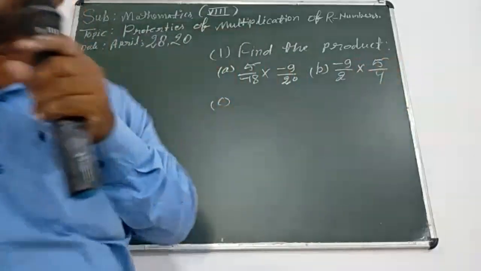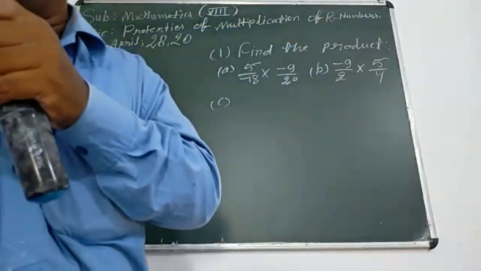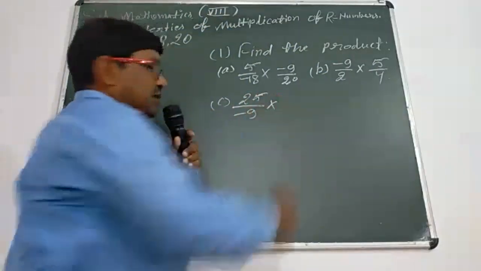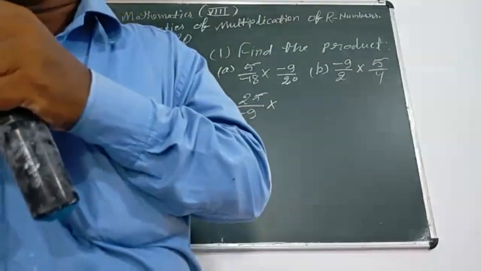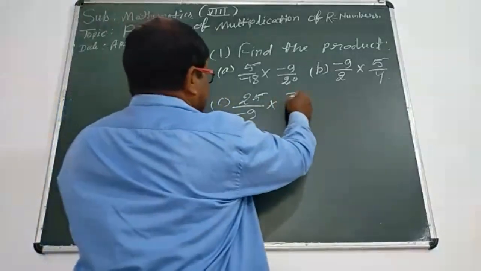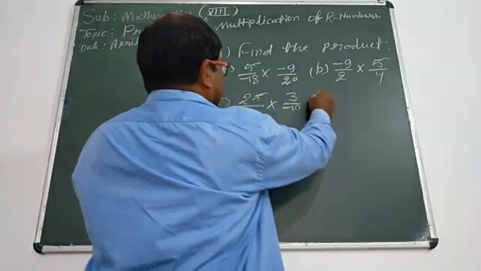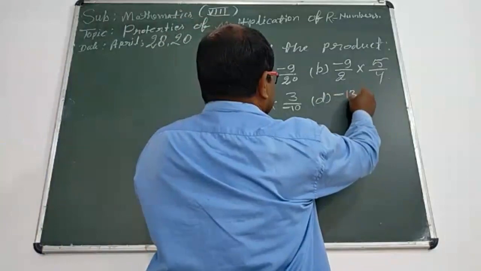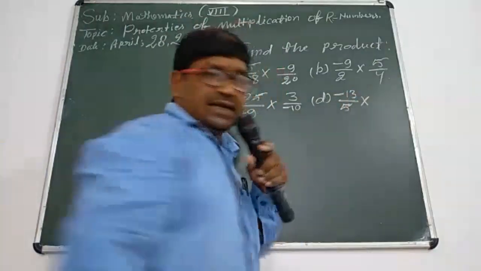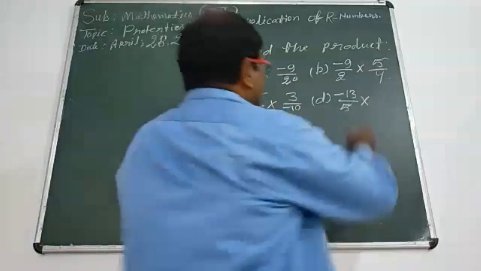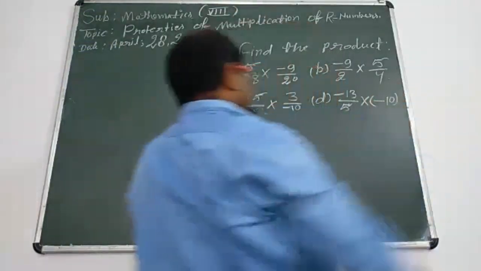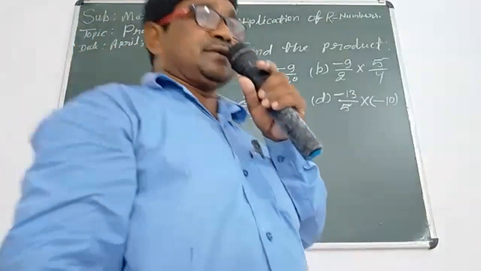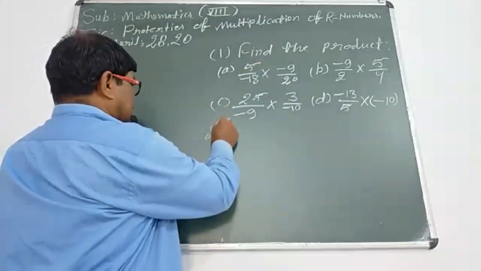Third question: 25 upon minus 9 multiply it by 3 upon minus 10. Fourth question: minus 13 upon 5 multiply it by minus 10. Okay? Can you do this sum? Can you find the product? You will do. Now question number 2.